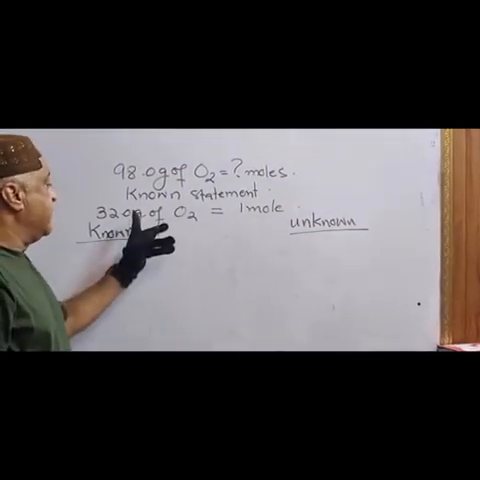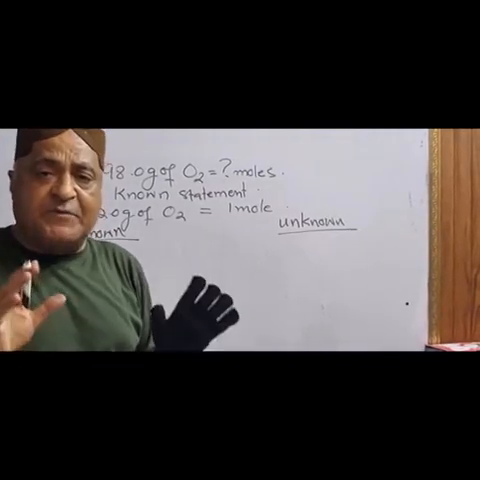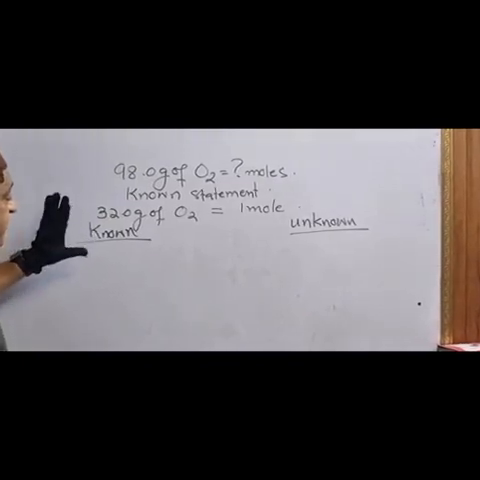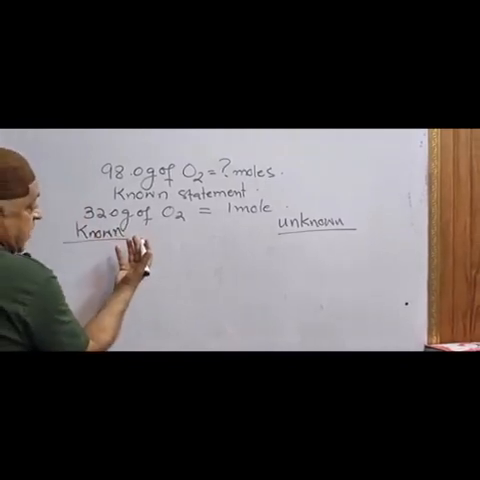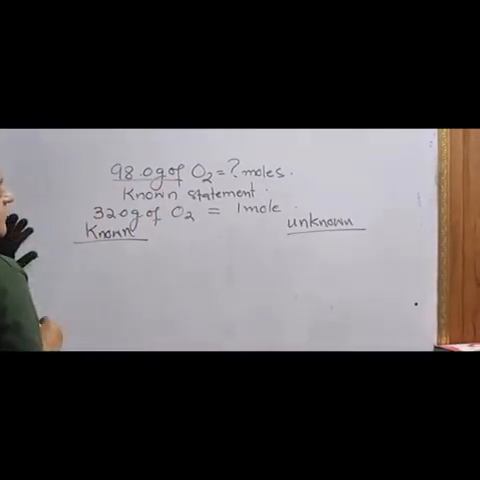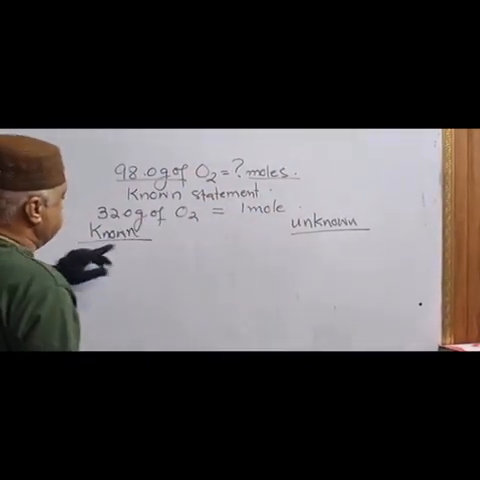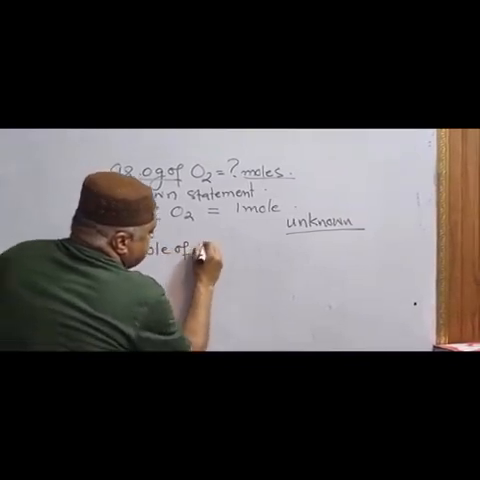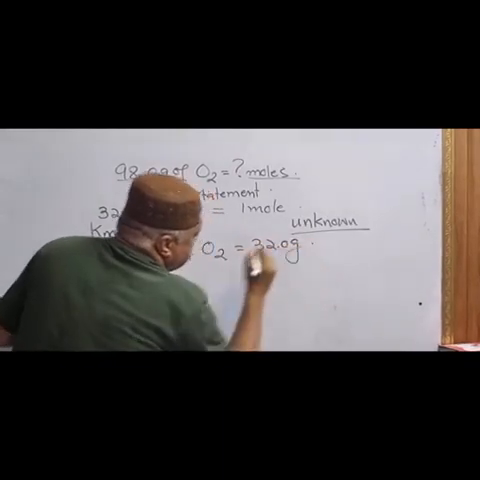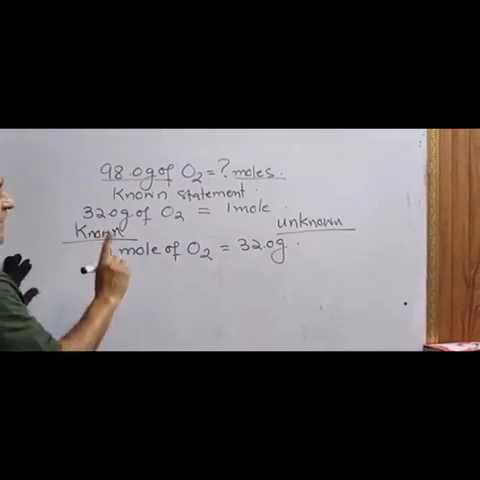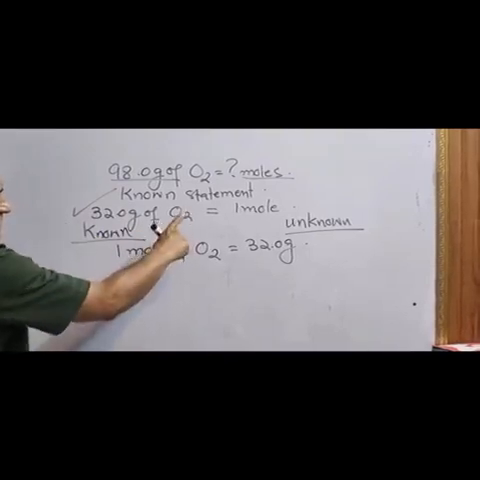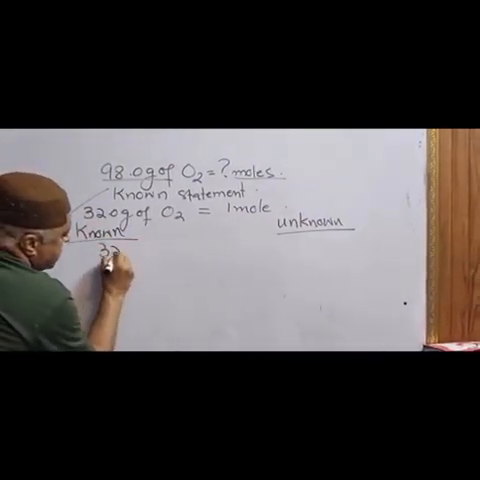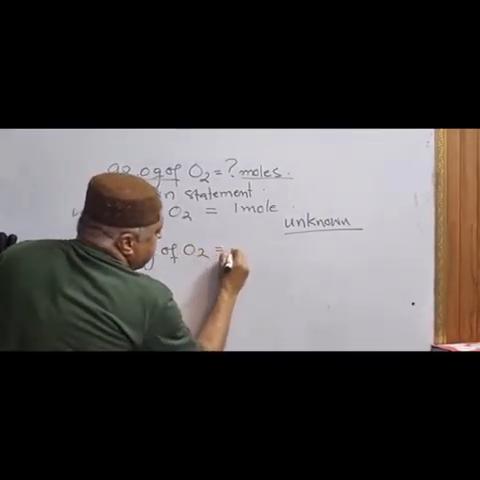So what we do here for the statement, the right way, so that we can solve the problem easily, we will write the known quantity on this side as the given quantity. Now the mass is the given quantity and mole is the unknown quantity. So the statement will be written as: 1 mole of oxygen is equal to 32 gram. Yes, both statements are the same, but we will find the answer exactly and easily in this way if we write the known value here and the unknown value there. So the known value is 32 gram of oxygen equal to 1 mole.